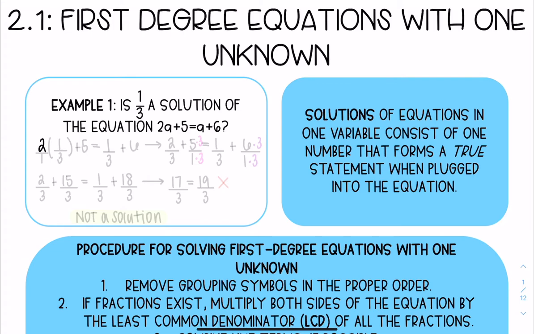So 2 times 1/3 plus 5 equals 1/3 plus 6. Now let's start with the left-hand side. Remember that we can always write numbers with a denominator of 1 if it's not written there already. And so we can then simplify the left-hand side. We've got 2 times 1 on the top, which is just 2, and then 1 times 3, or just 3 on the bottom, plus 5.